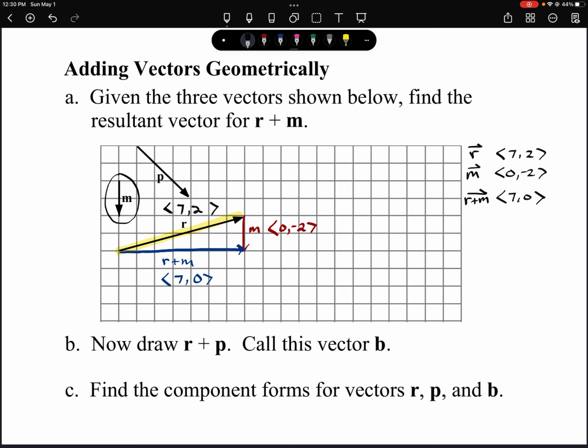Now they ask us to do this again. They're going to say, let's do r plus p this time. So r, we already know is 7, 2, so we'll draw that in here. We've got 1, 2, 3, 4, 5, 6, 7. Actually, let me move it back 1. Sorry, I'm just out of room trying to make sure everything fits.